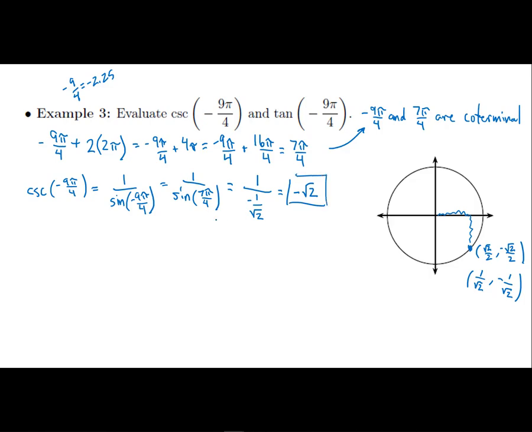So I get negative root 2 for the cosecant of negative 9 pi over 4. And then the tangent. Okay, now the tangent, I'm going to be a little more slick with this one. I could definitely think of this as the sine over the cosine, right? But let's first make a note that this is the tangent of 7 pi over 4. That's the same as the tangent of negative 9 pi over 4. But this time I'm going to use this definition here.